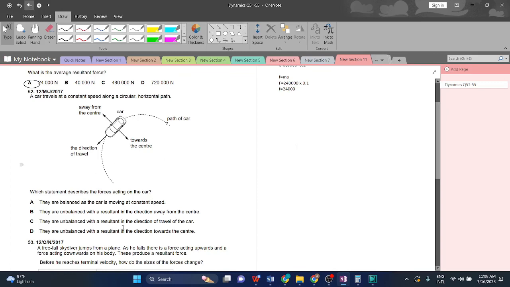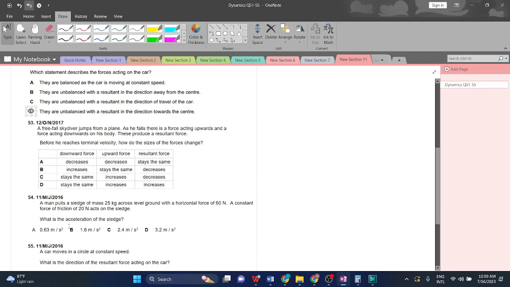They are unbalanced with resultant force in the direction towards the center. Yeah, C is the right answer. Acha, C. Question 53. A free fall skydiver jumps from a plane. As he falls, there is a force acting upwards and a force acting downwards on his body. These produce a resultant force. Before he reaches terminal velocity, how do the sizes of the force change?